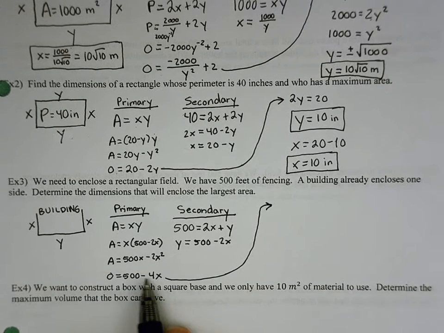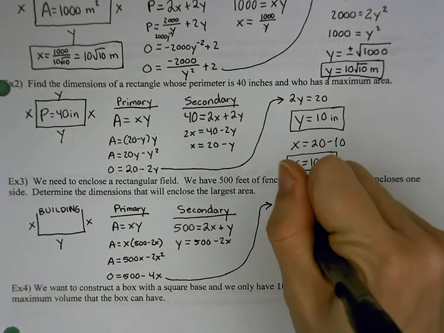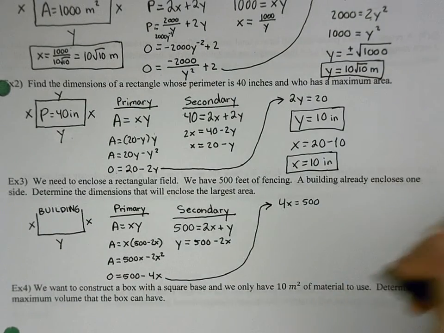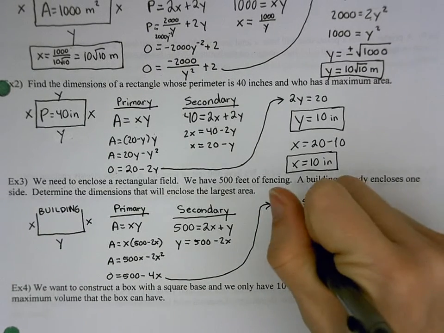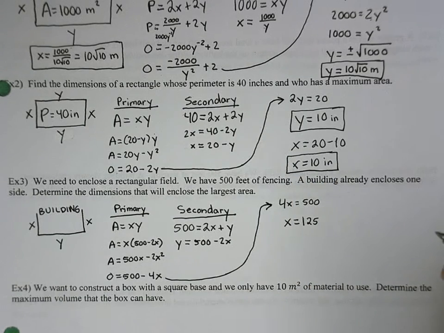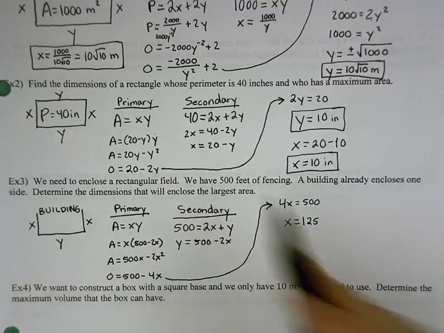So I have 0 equals 500 minus 4x. I'm going to go ahead and add that 4x to the other side. And then divide that 4 over. When you divide that 4 over, you get 125. And this time, side lengths for this problem will be measured in feet.